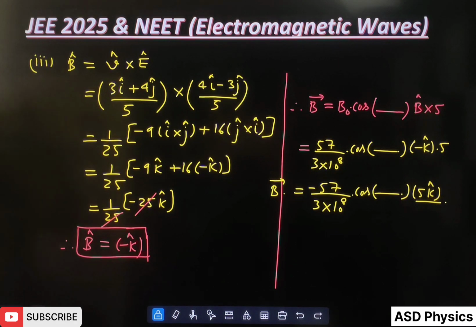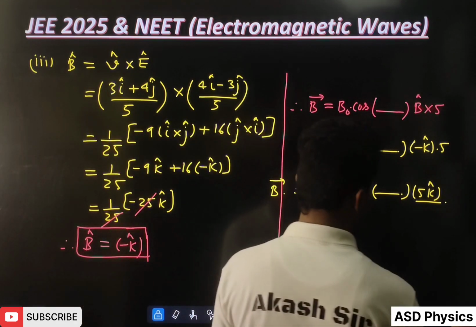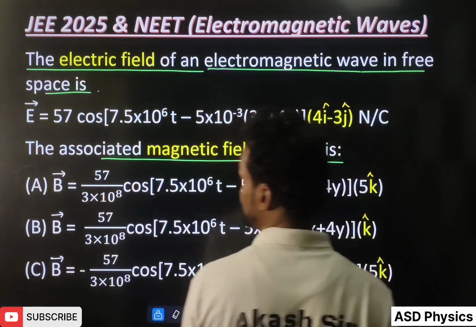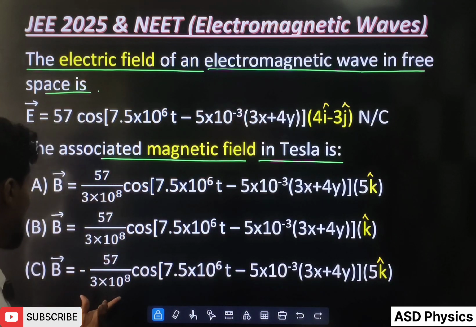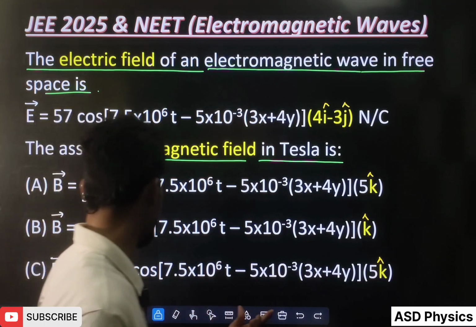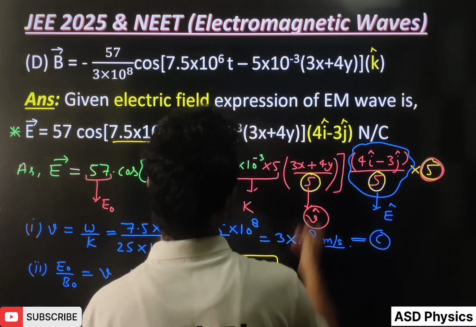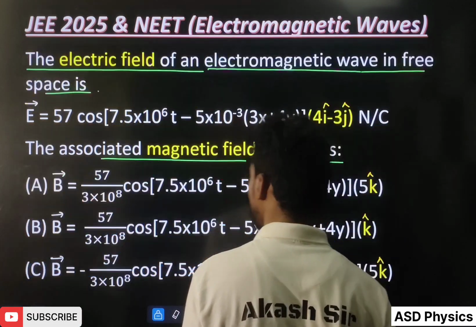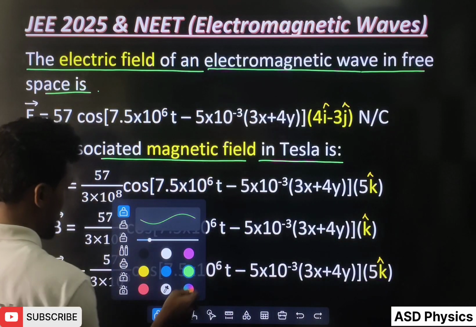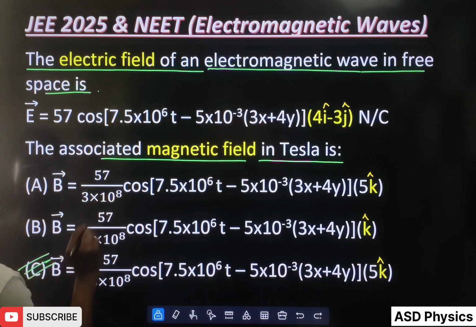See how I have calculated in a very basic way. Okay. So kindly see here now, which option is correct? Minus 57 by 3 into 10 to the power 8 here, and here you can see 5 k cap is given. Let's see the further options also. Here k cap is given, 5 is not there, is it? So which option is correct here, students? You can see very well the correct option is option C, that is the answer.